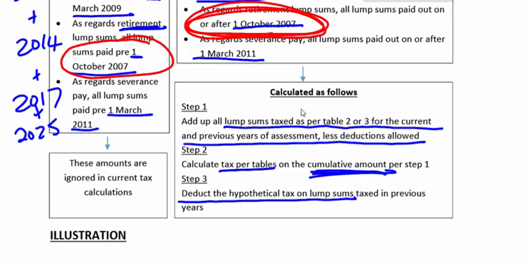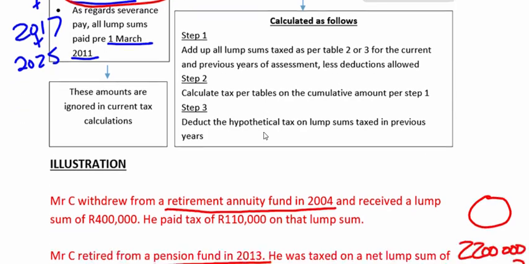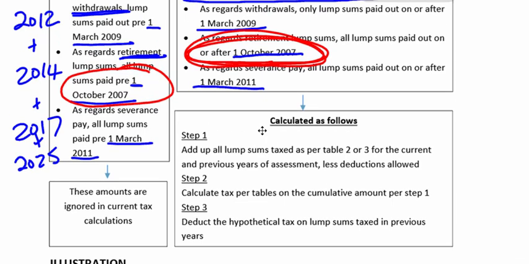So just to go over how we would answer this, guys, this is how we calculate it. Add up all the lump sums as per table 2 or 3 for the current and previous years of assessment, less deductions allowed. That's what we did. Calculate the tax per the tables on the cumulative amount. Deduct the hypothetical tax on lump sums taxed in previous years. And you'll be able to get the amount of tax you're going to pay on a lump sum today. It makes no difference if in the previous year you withdrew and now you retire. This is how the calculation works, and it'll work on the table that you've got. Okay, so that's how it's going to work.